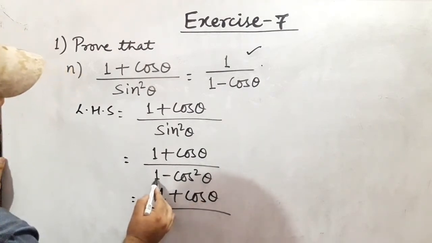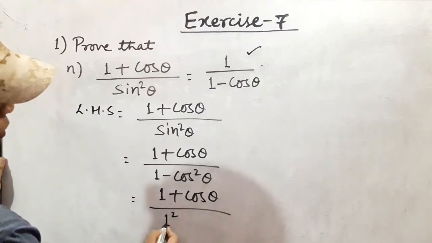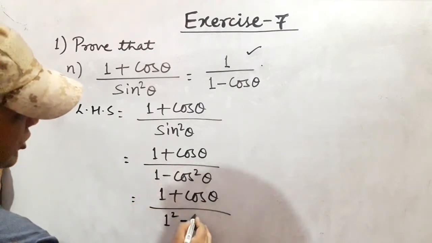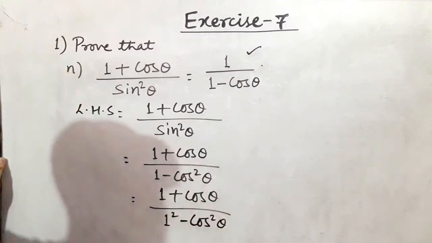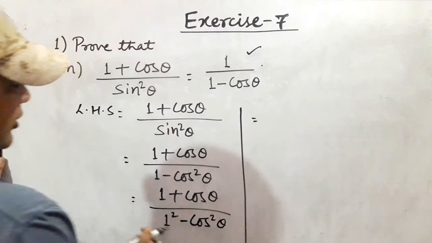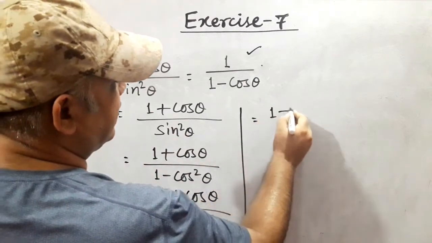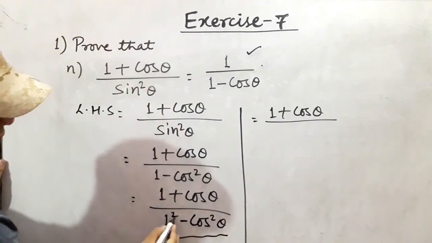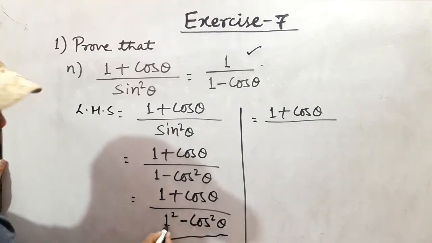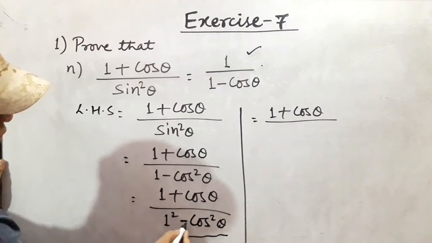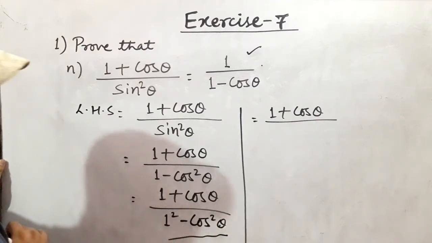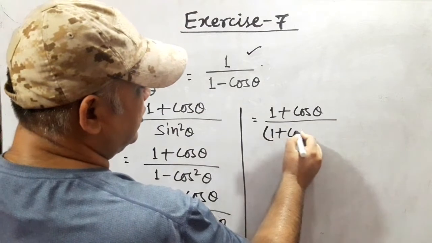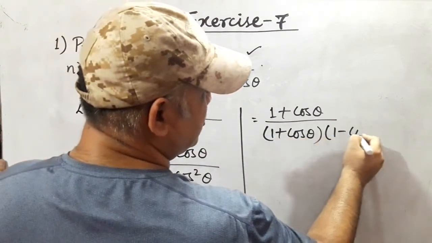So 1 plus cos theta as it is, by this, 1 can be written as 1 square. Since 1 square is equal to 1, it makes no difference whether I write 1 or 1 square minus cos square theta. Numerator 1 plus cos theta as it is, by, we can see that it's in the form a square minus b square. Here a is 1 and b is cos theta. So a square minus b square, its formula is (a plus b) into (a minus b). So 1 square minus cos square theta can be written as (1 plus cos theta), a plus b, (1 minus cos theta), a minus b.